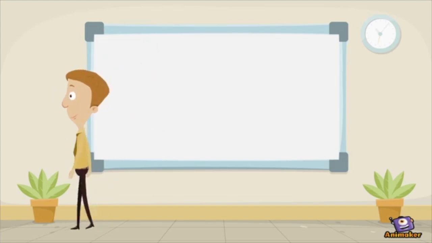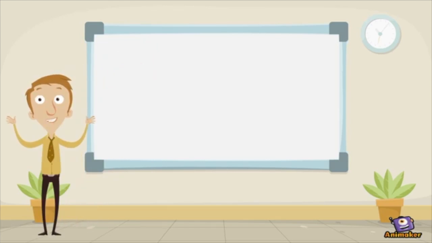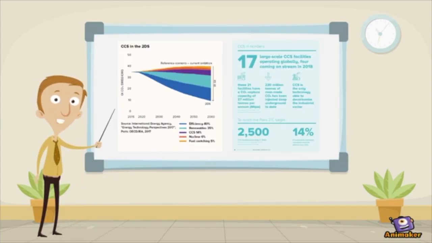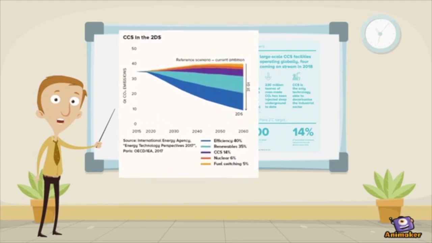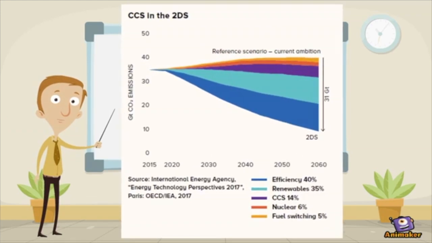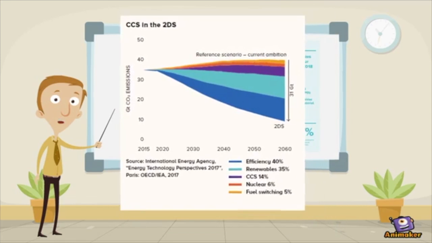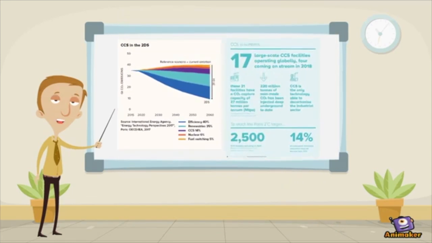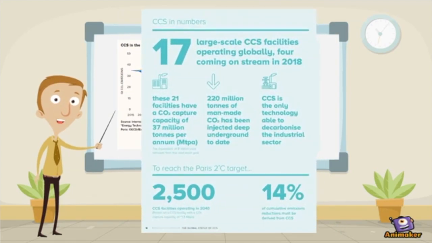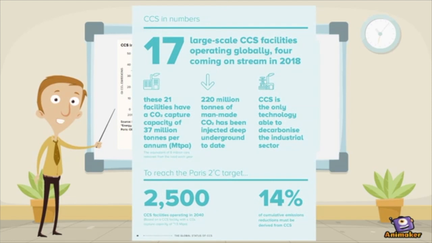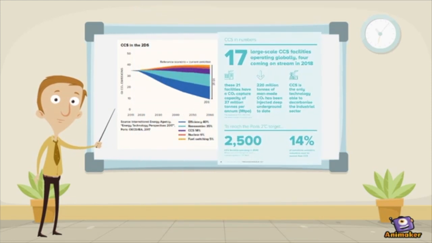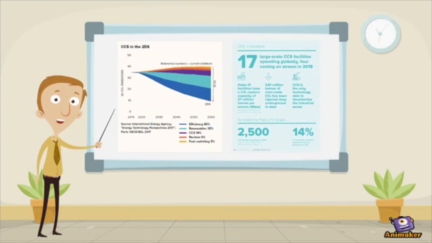Hey guys, welcome back. Wrapping it all up, let's take a look at the following data. Currently, 21 CCS facilities capture 37 million tons of CO2 annually, with 220 million tons already stored. To reach current climate goals from the Paris Agreement, 2,500 CCS facilities with the capacity of 1.5 megatons per year will need to be operating in 2040, assuming that 14% of emission reductions are from CCS.